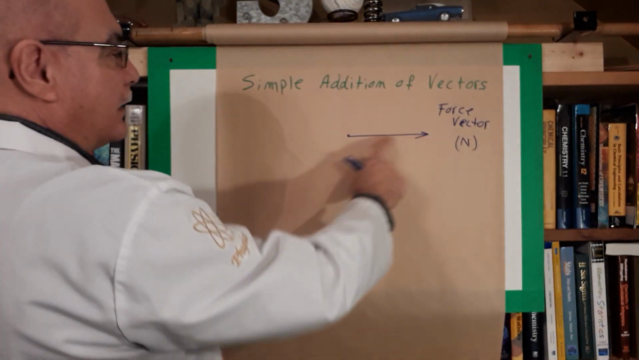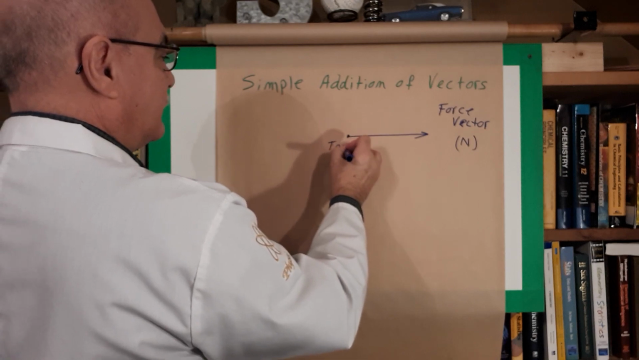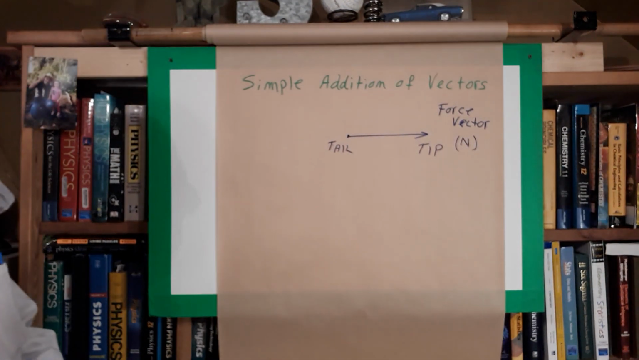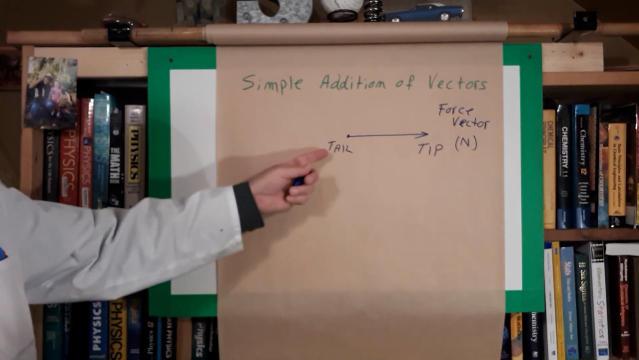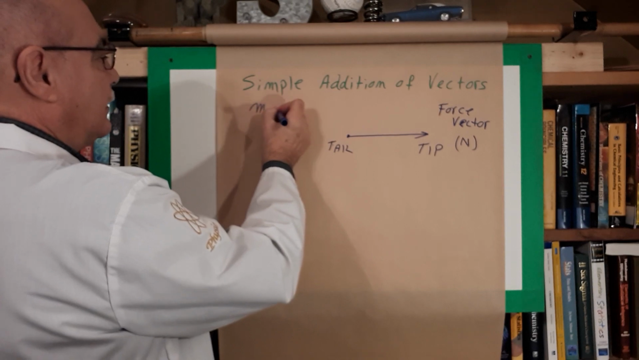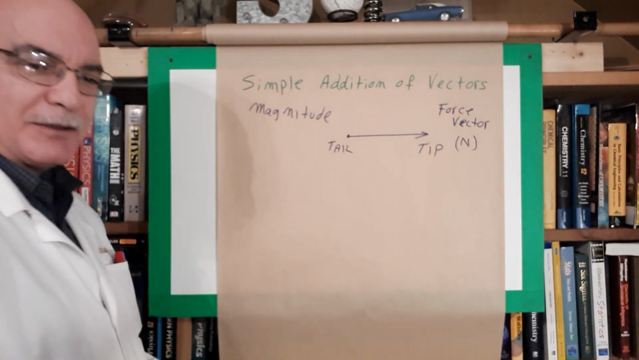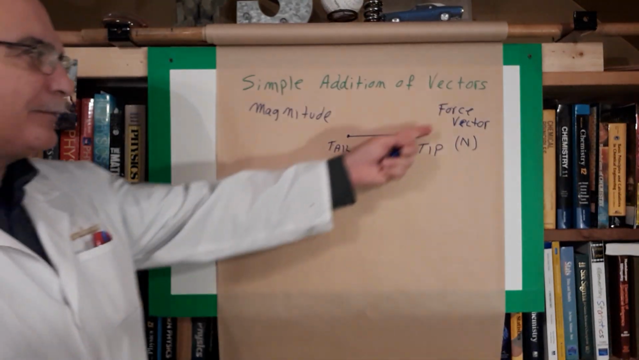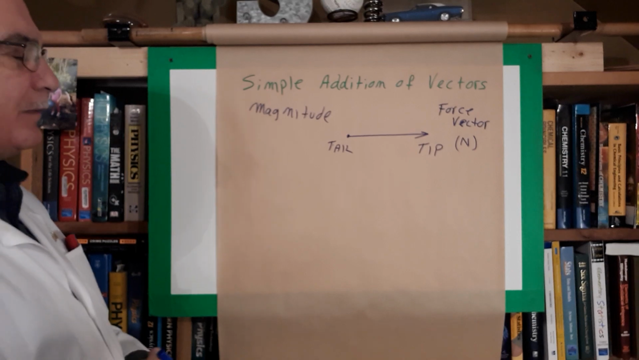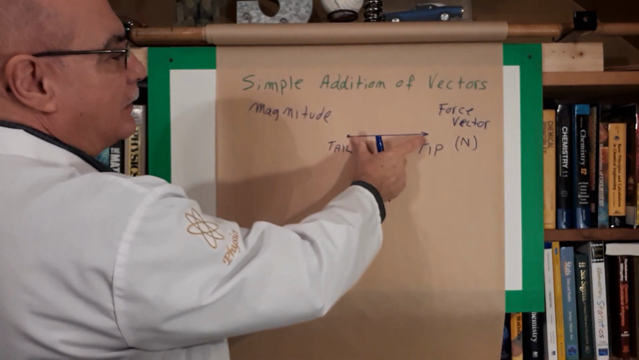And this vector here has two ends to it. This end here we're going to call the tail, and that one the tip. Vectors have both magnitude and direction. Magnitude is just a fancy word for the strength of the vector, or the size of the force that I'm applying, or how fast a particular car is moving. It's just a number that determines the size of the vector.